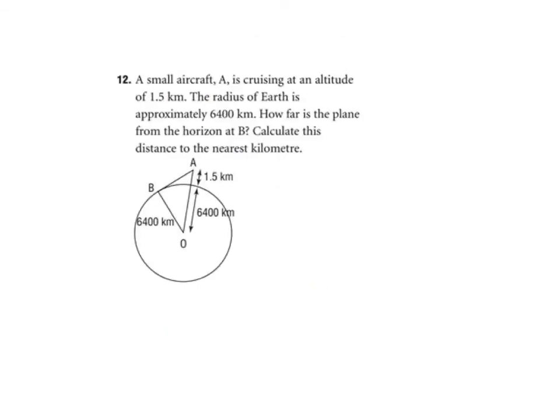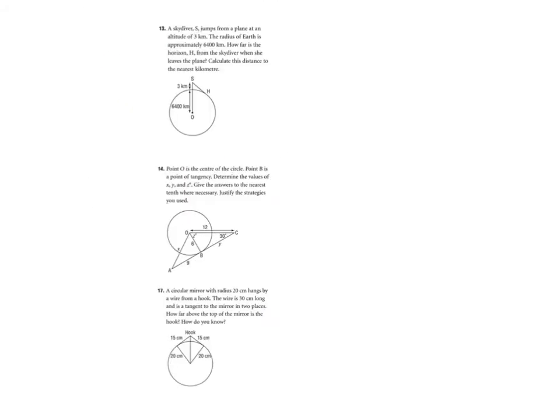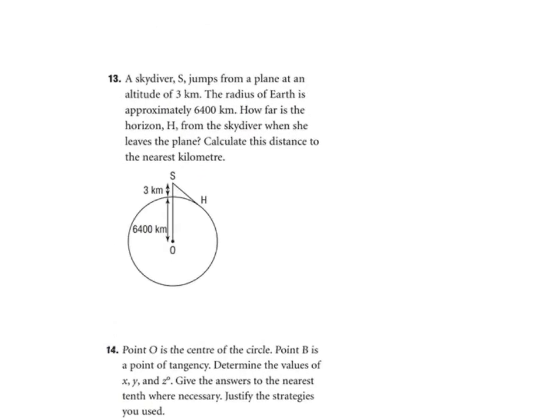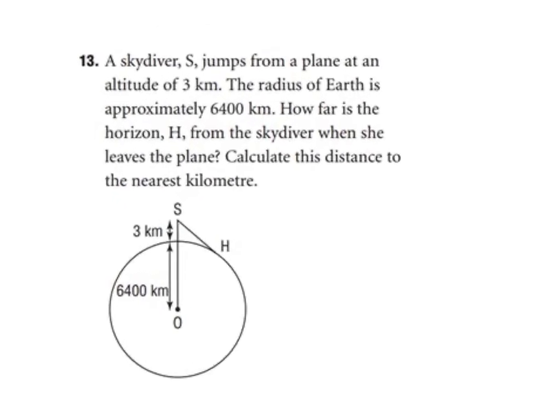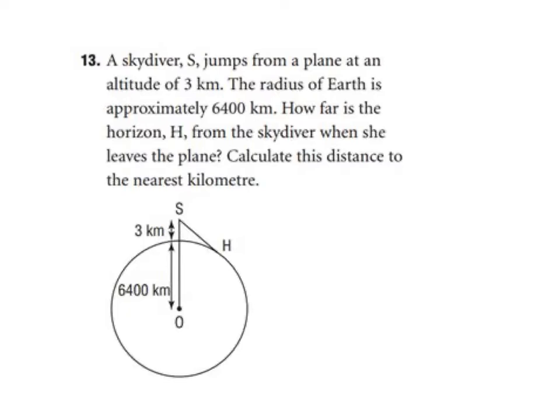Number 12 here is almost identical to a question that we did in the notes, so I'm not going to take my time to go through that right now. You can look back into the notes and use that example. 13 is also really, really similar to that question. The only thing that you might need to do is figure out how to turn this shape into a triangle. Here's a hint. You should be able to figure out the rest there.